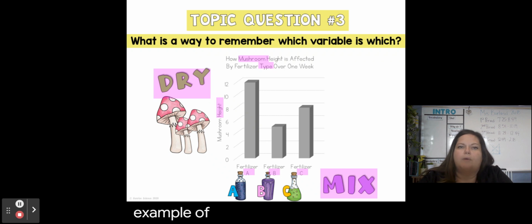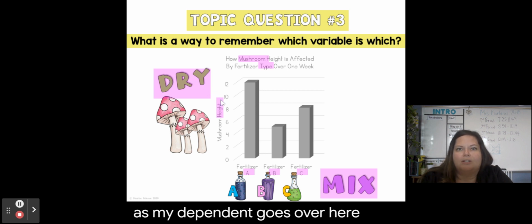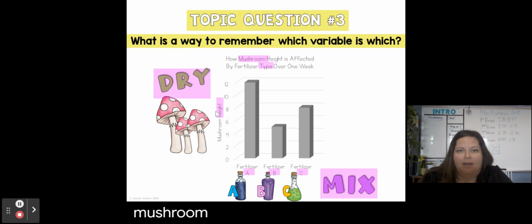Here's an example of how we would graph this data. At the top we have our graph title, how mushroom height is affected by fertilizer type over 1 week. It tells us exactly what we're looking at. We have our DRY over here to help us remember. Y goes on my y-axis, that's the up and down, and that helps me remember it's the DRY. So my dependent goes over here. What did we say was our dependent? It's what we were measuring. So we were measuring the height of the mushrooms, so I've got mushroom height along my y-axis.